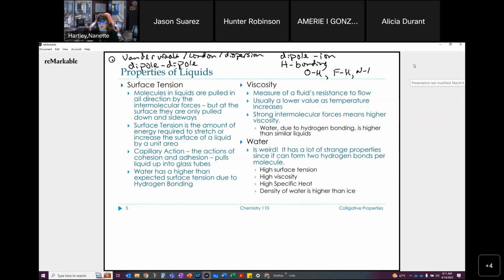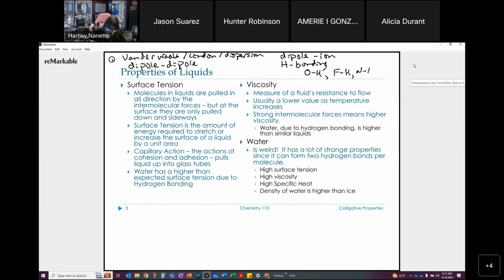Now, water, due to the hydrogen bonding, is higher than similar liquids, things that are roughly the same size but don't have that hydrogen bonding. Like H2S doesn't have that hydrogen bonding. That energy is a lot different than it is for H2O. And of course, that brings us to water. Yay, water's weird. And that's actually really fun and really important scientifically. It has a lot of strange properties because of that.